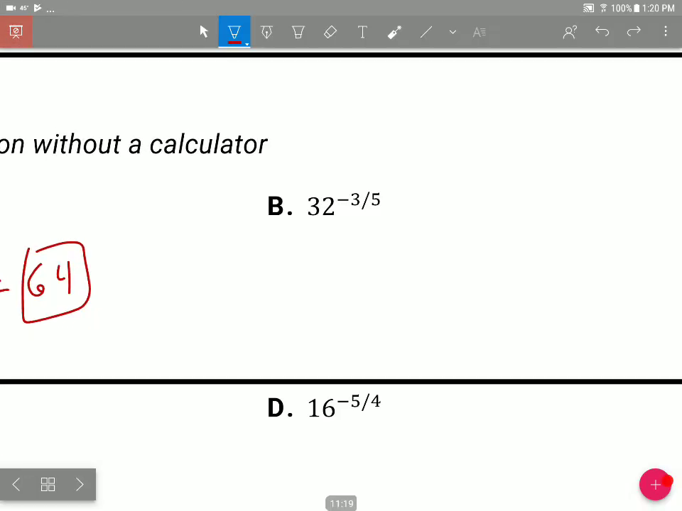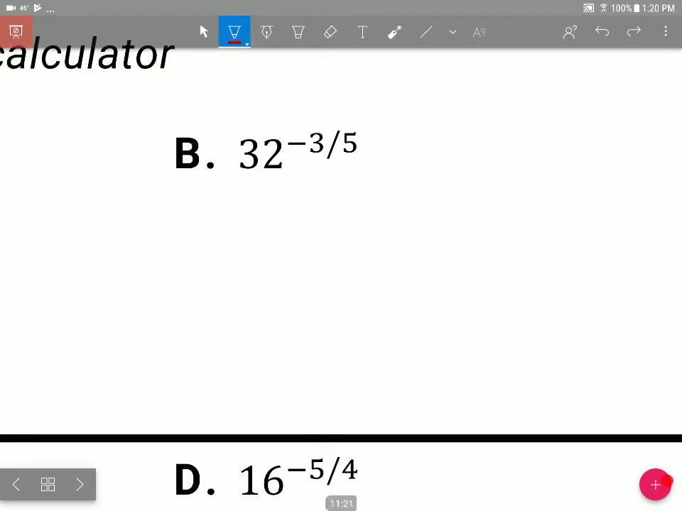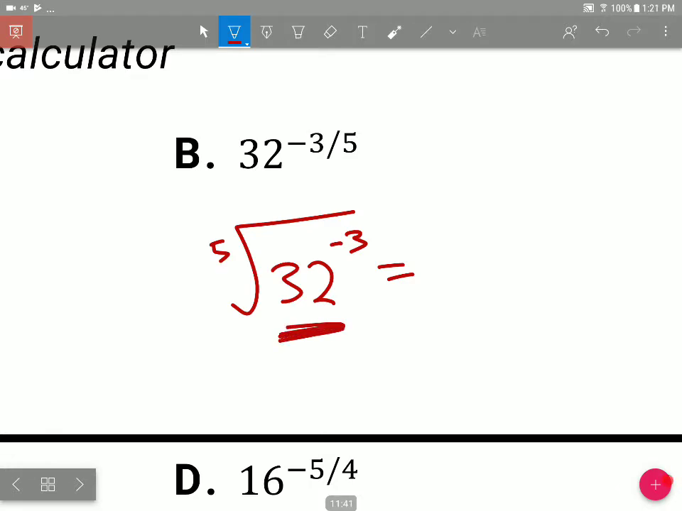All right, letter B. 32 to the negative 3 over 5. What root are we talking about? What am I going to put right there? 5. Good. And I'll keep that as a negative 3. Anybody know the fifth root of 32? No. Let me ask you this. If I multiply something by itself 5 times, is it going to get really big? Is that number really big? So it's probably going to be something really small. Anybody want to guess? 3.